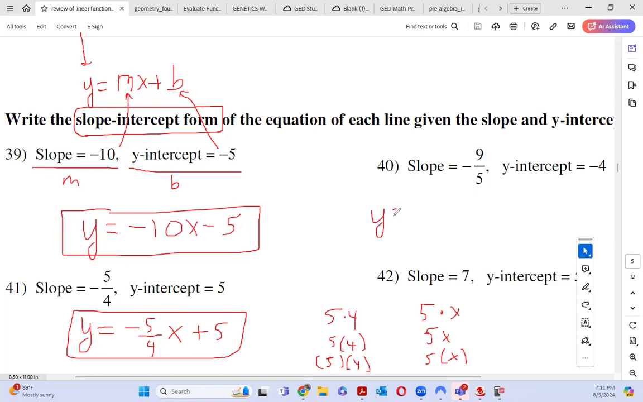Y equals -9/5 x minus 4. Easy. These things are not difficult. What you have to do is connect the concepts together.